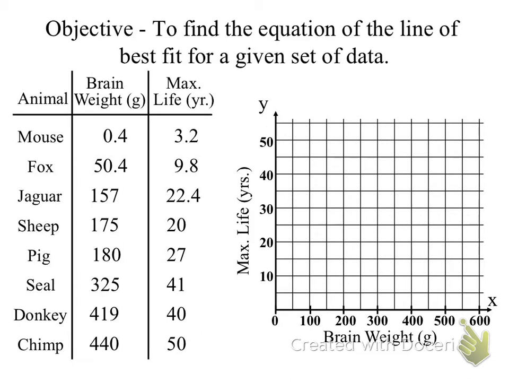Now what I'd like you to do is plot each point. I'm going to show you the first two. So notice this. I'm going to go over less than half, 0.4, and go up 3.2. And it'll be somewhere around there, less than 5. Notice the next one, I'm going over about 50, a little more, and I'm going just up to the 10.